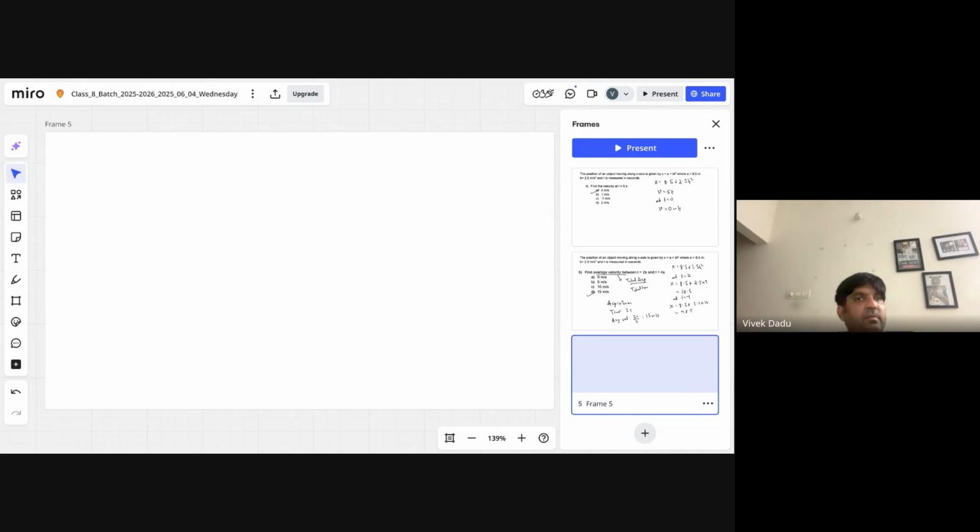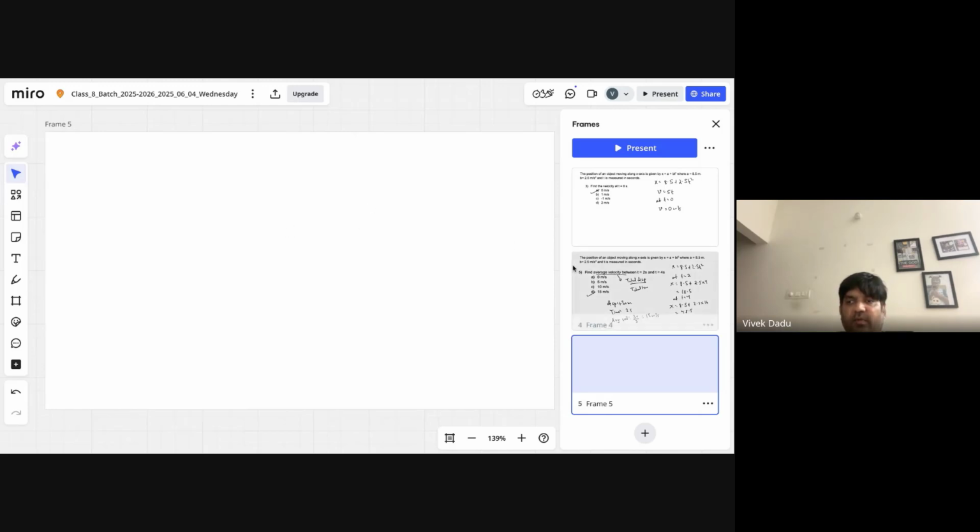Yes. The next question, the answer is 2.5 meter per second square. Yeah, this B ka value, yes. So I have to find it. So I just cancel it out and then I got the velocity point.